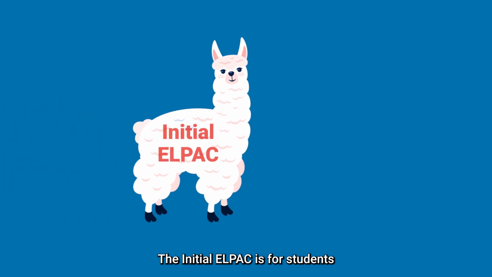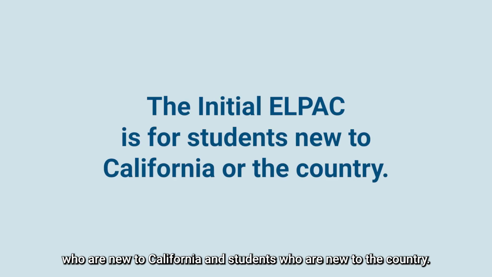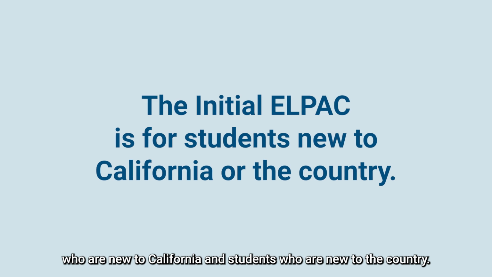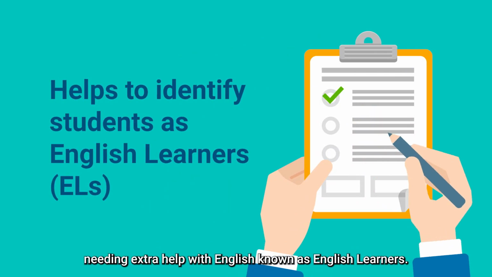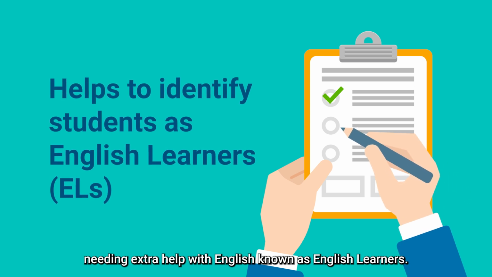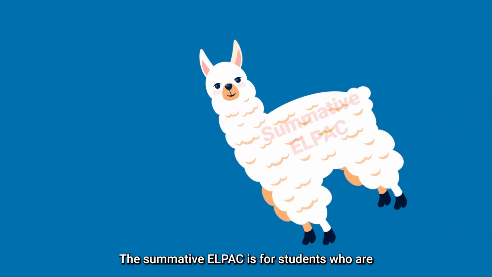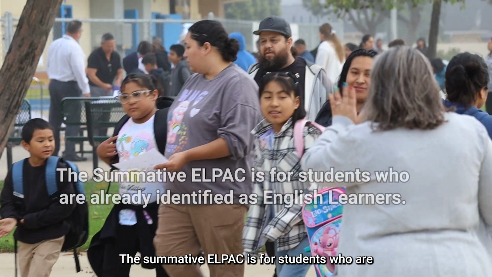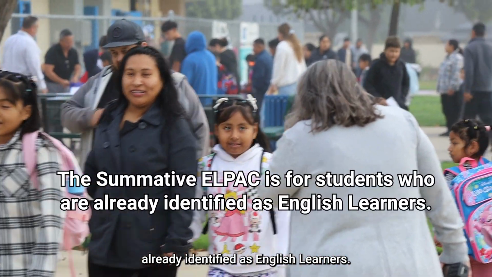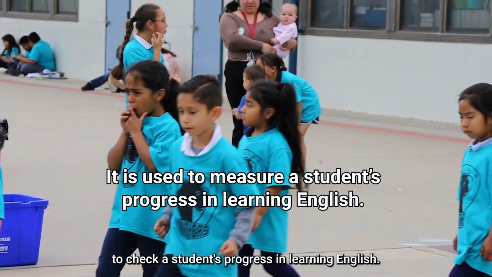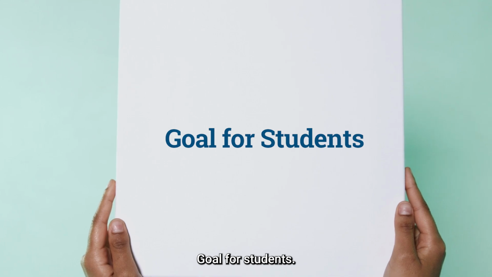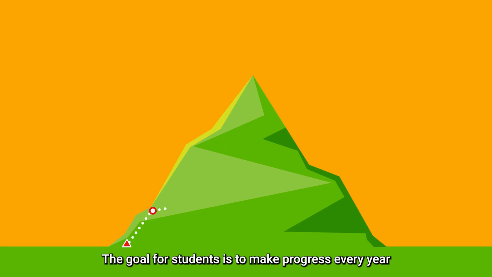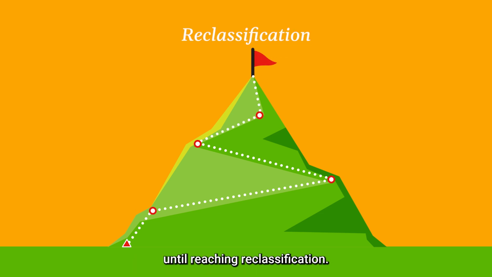The initial ELPAC is for students who are new to California and students who are new to the country. This helps us identify students needing extra help with English, known as English learners. The summative ELPAC is for students who are already identified as English learners. It is used every year to check a student's progress in learning English. Goal for students. The goal for students is to make progress every year until reaching reclassification.